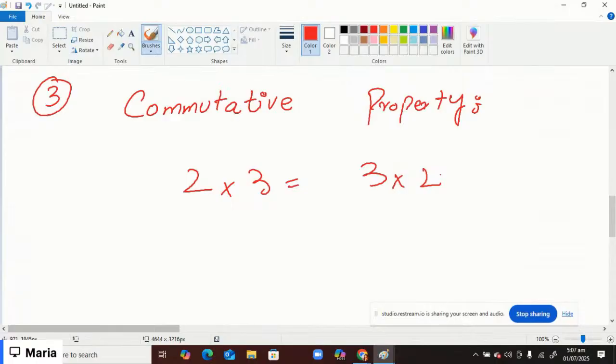For example, I'm going to write here 7 times 10. So what is the commutative property of that? 10 times 7. 7 was in first place, now 7 is in second place. It's just shifting these two numbers. Just only shifting the numbers. That is example 2.